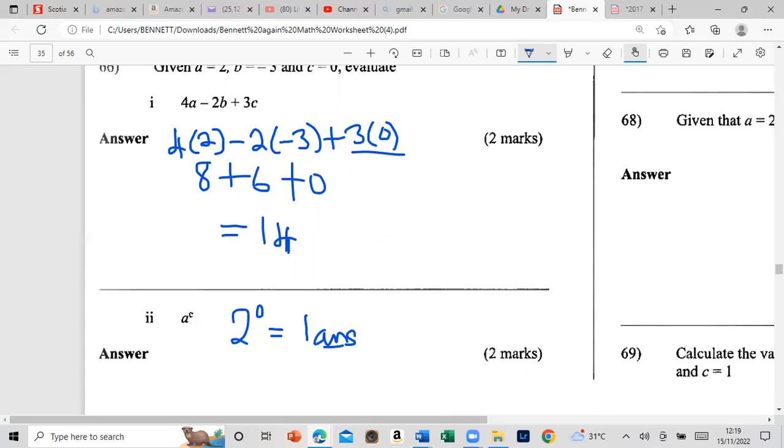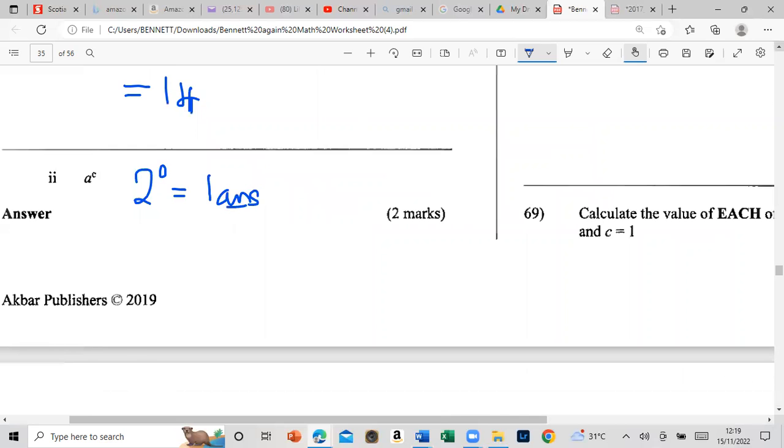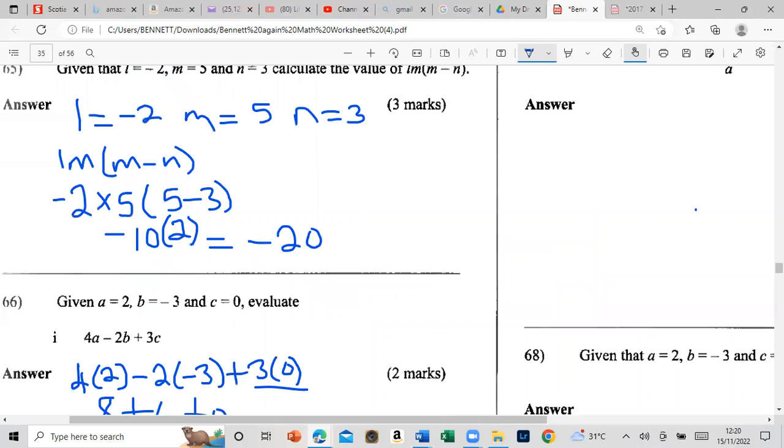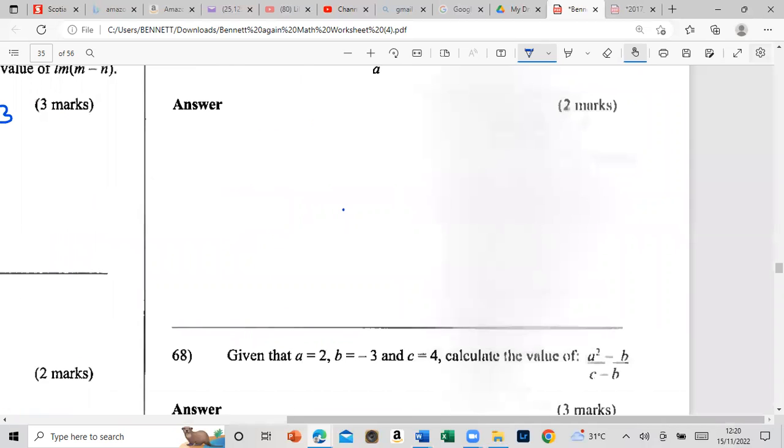Let's go down to the next one. Remember guys, you are supposed to try the questions. Alright, we'll go across and we'll go up, alright? Let's look at the question.